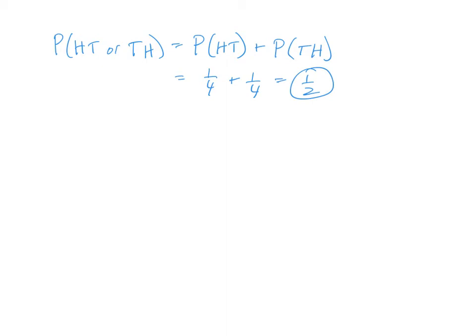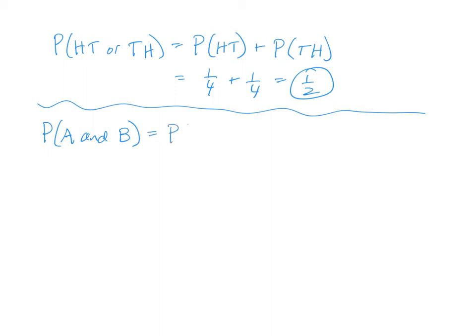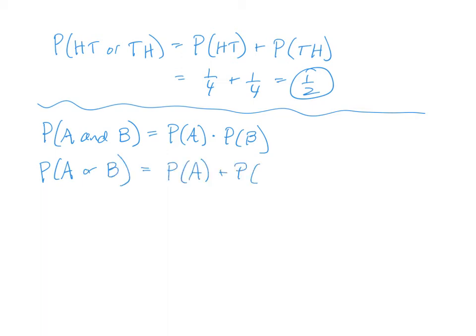Okay, so to summarize, if you want to calculate the probability of event A and event B happening, both happening, you multiply the probabilities. Probability of A times the probability of B. If you want to calculate the probability of event A happening or event B happening, you add the probabilities. Probability of A plus the probability of B.